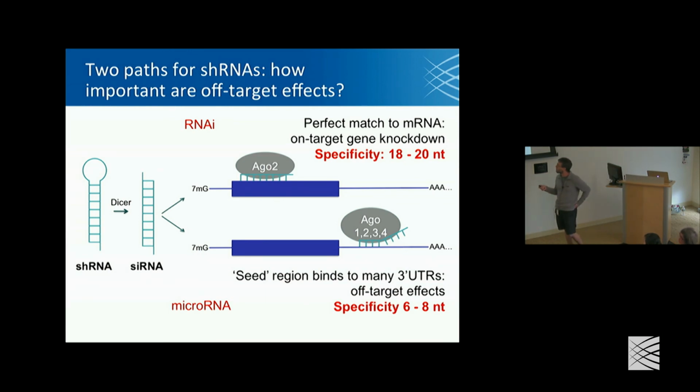However, a small RNA can also enter the endogenous microRNA pathway. And when a small RNA enters the microRNA pathway, it binds to one of several Argonaute proteins, not all of which can actually cut messenger RNAs, but it binds with only 6 to 8 nucleotides of specificity. So if you only have 6 to 8 nucleotides of specificity, obviously you're going to bind to many, many different transcripts.